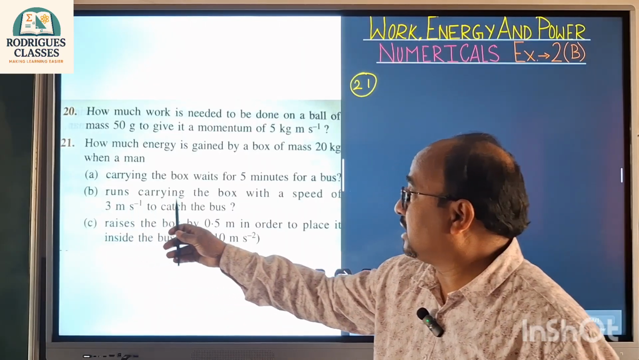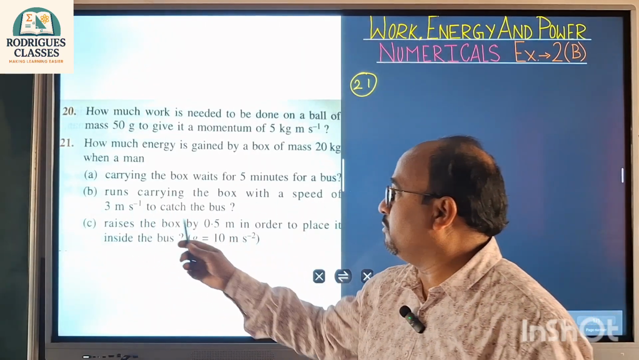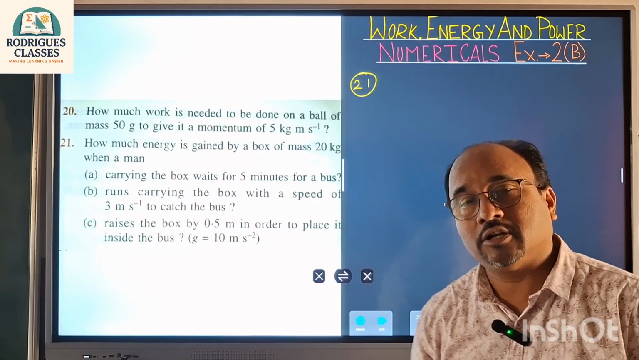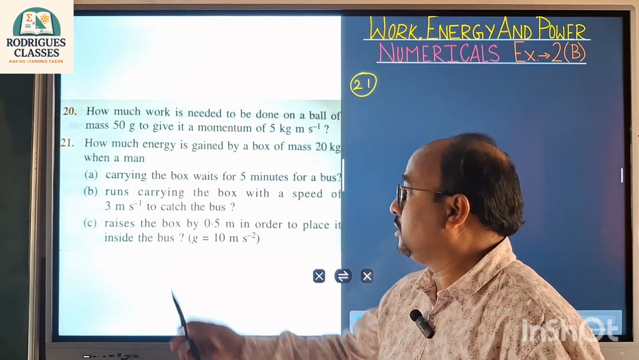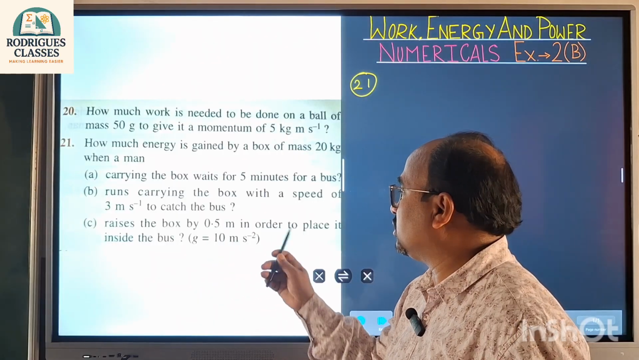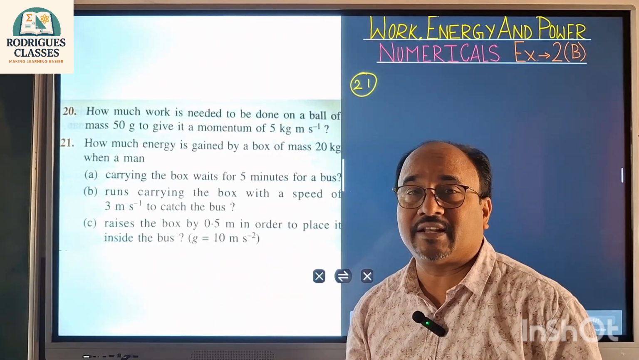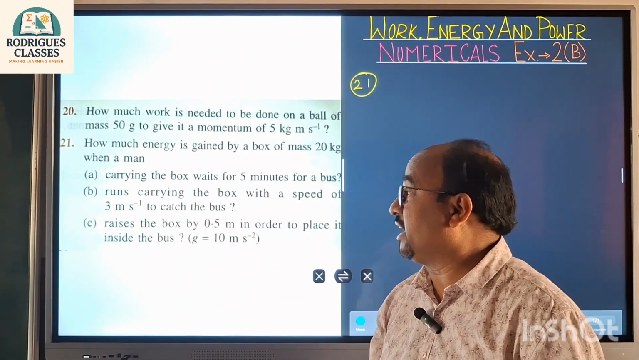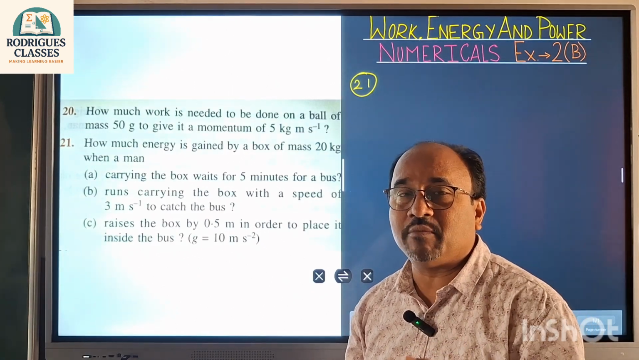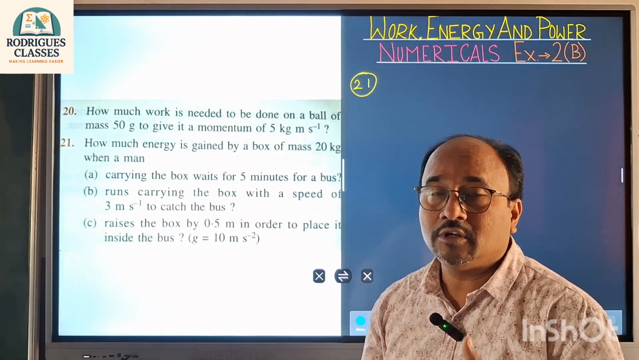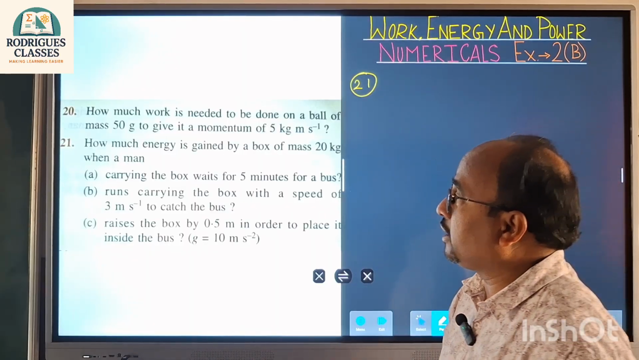And then in the B case, runs carrying the box with a speed of 3 meter per second to catch the bus. Now he runs means motion is there, so kinetic energy will be used. And (c) raises the box by 0.5 meter in order to place it inside the bus. Now he is lifting it up. So lifting it up, he is doing work against the force of gravity, means potential energy will be used. So let us work it out one by one.